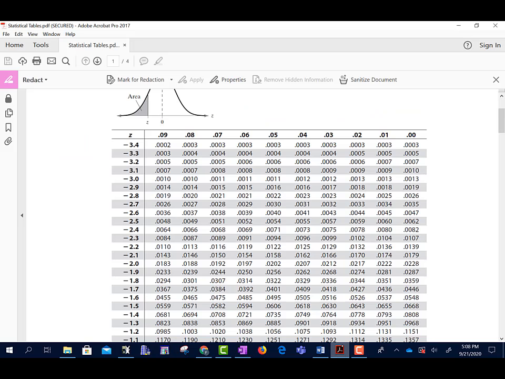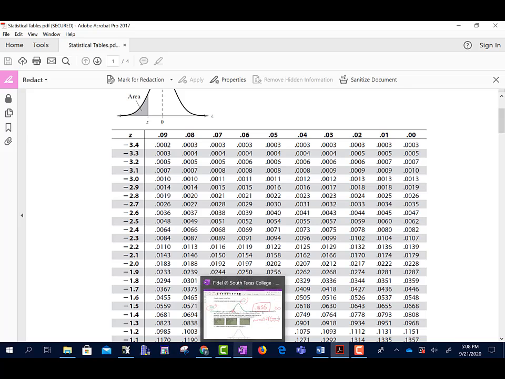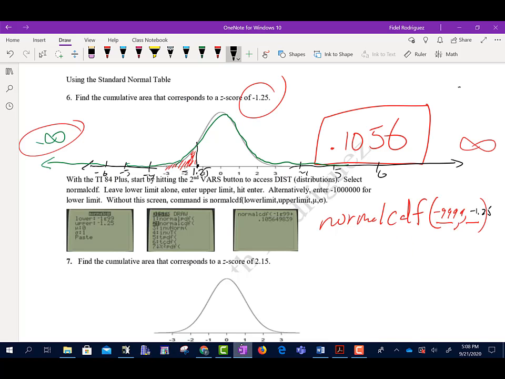Now, you're going to have a copy of this in your week 7 folder, okay? So it'll be there. But you'll have a copy of that. If you want to use the calculator, I just showed you how to do it. All right? So let's take a look at the next one.